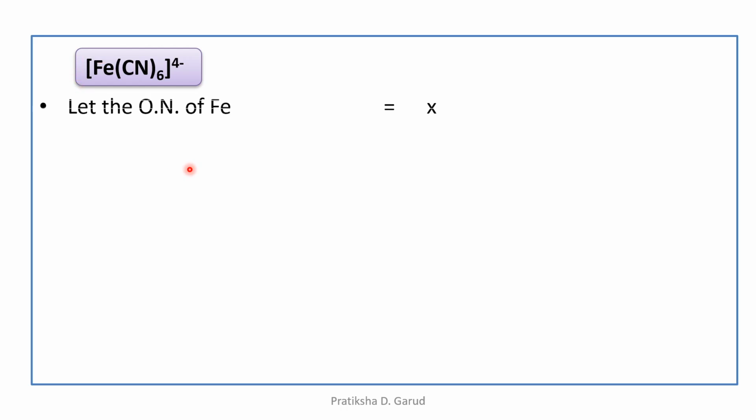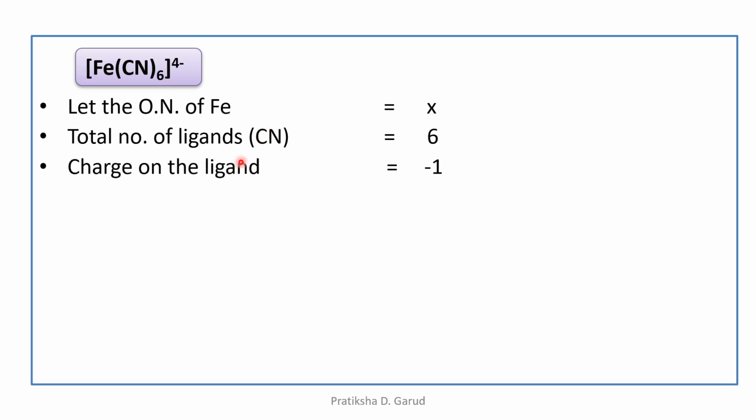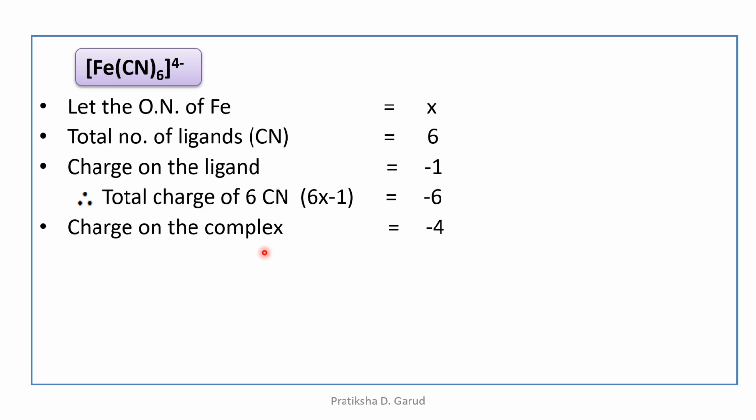Then the second example. The second example is [Fe(CN)6]4-. Here again the central metal ion is Fe, for which we have to find the oxidation number or state. The first point: let the oxidation number of Fe be X. Then the total number of cyanide ligands is 6. Charge on the ligand is -1. Therefore, the total charge on the 6 cyanides is 6 into -1, which equals -6. Then the charge on the complex is -4.